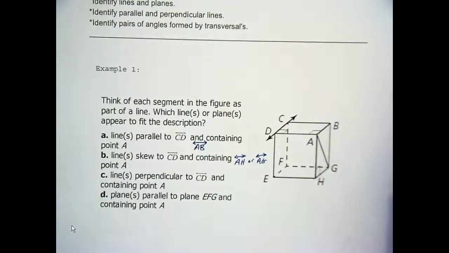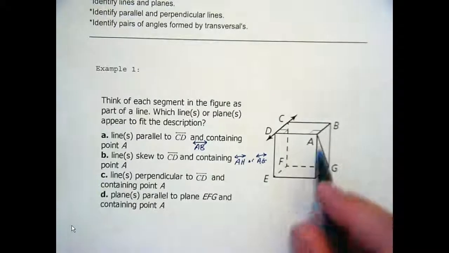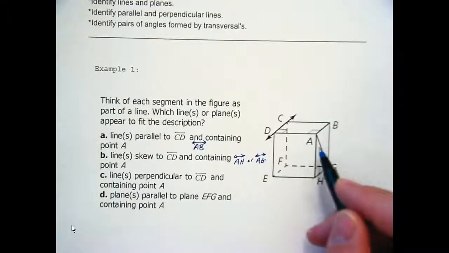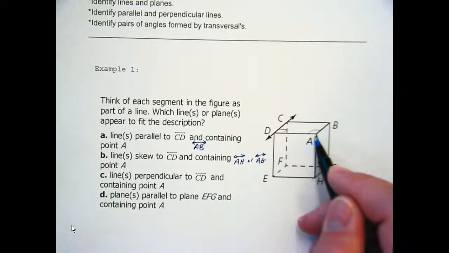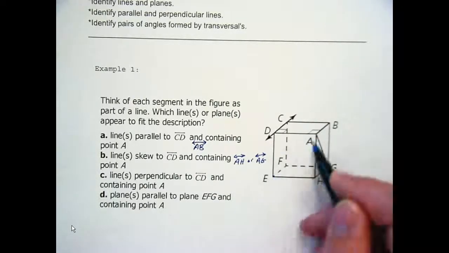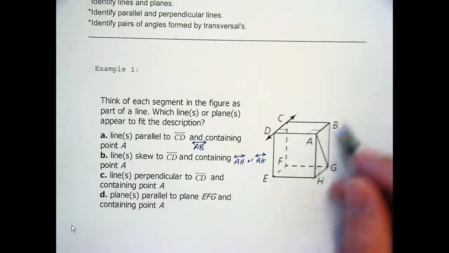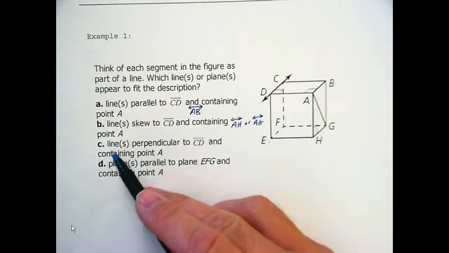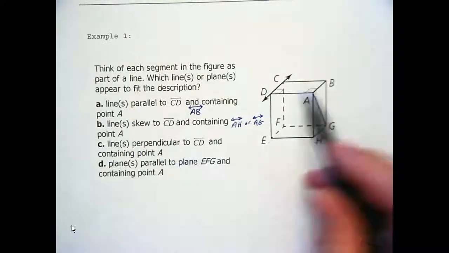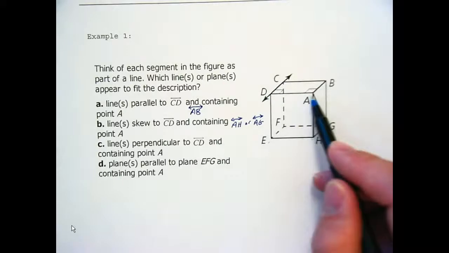Okay. How about, and that's just lines I show, right? So there are other lines we could draw in, like AE would work, and we could put a bunch of them, but just based on the lines they show. Okay. Lines perpendicular to CD and containing point A.